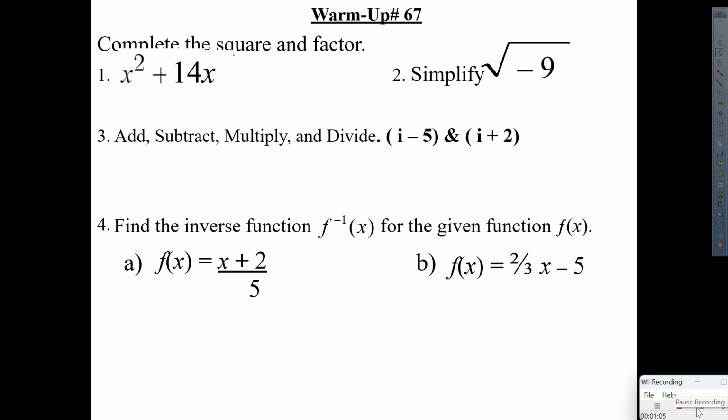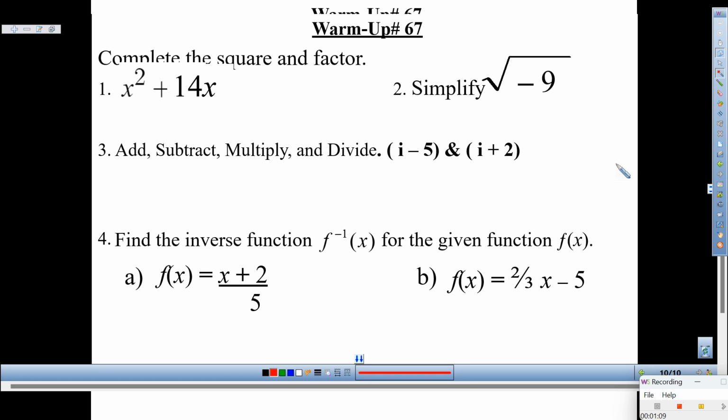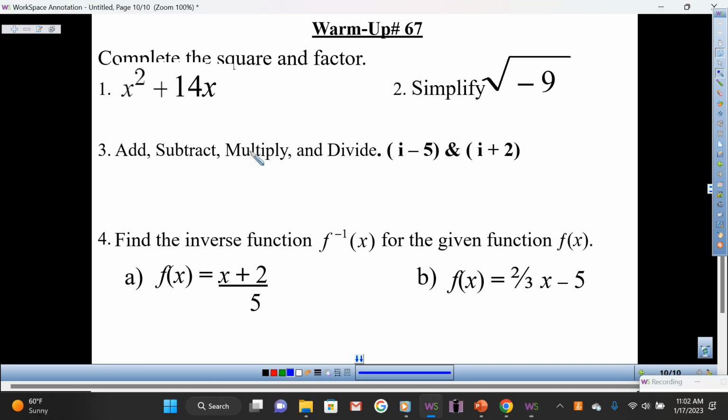Ready, go. All right. Number 1, complete the square, please. JP, go. Plus 49. Hands if you got that. All right. Factors. Diego Rosas. x plus 7 squared. Hands if you got that. That is correct. Number 2, Fredo. Square root of -9. 3i. That is correct.